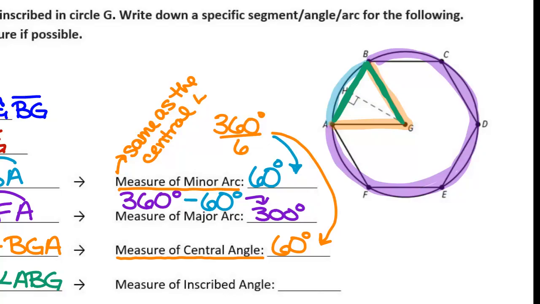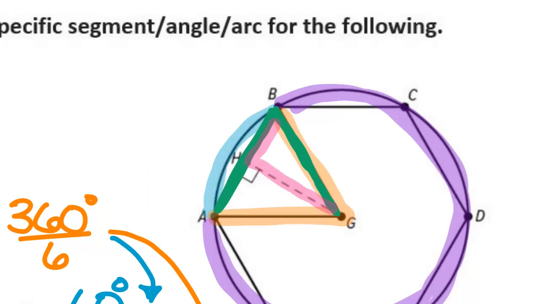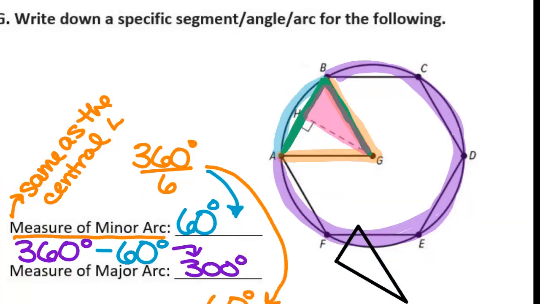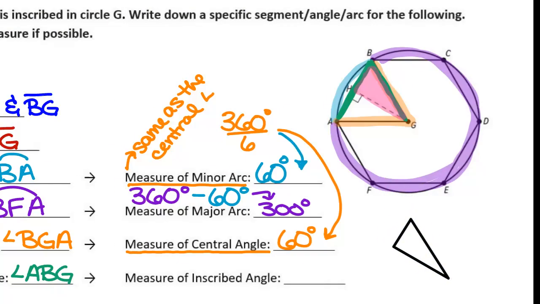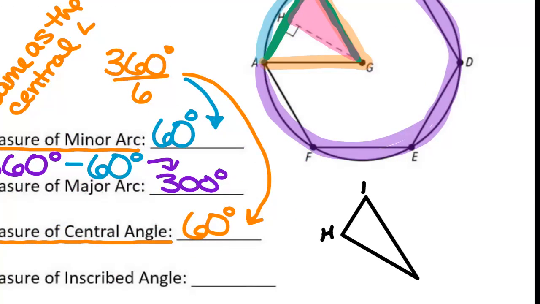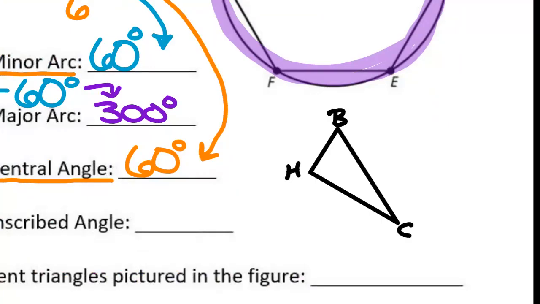To find the measure of the inscribed angle, I'm going to look at just half of this triangle that's formed by my central angle here. So half of what's formed by the 2 radii. I'm going to redraw that off to the side real quick. All right, so there's my triangle. This is H, this is B, and this is G.